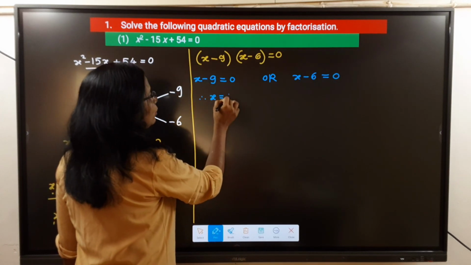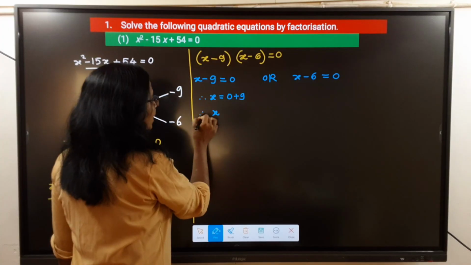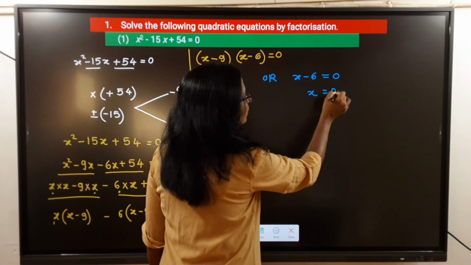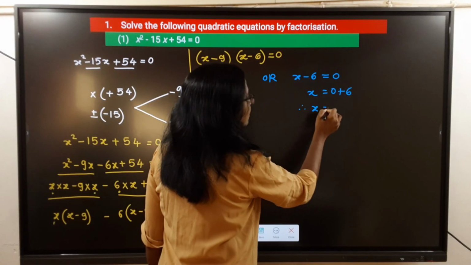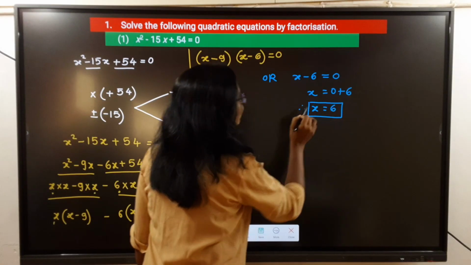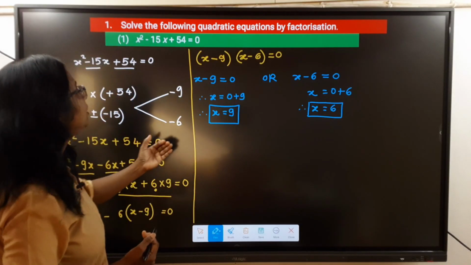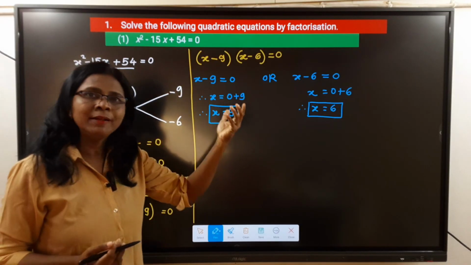Therefore x is equal to 0 plus 9. Therefore x is equal to 9. Or x is equal to 0 plus 6, therefore x is equal to 6. So now here students, these are the two values for the variable x. So these are nothing but the solution of the given quadratic equation.